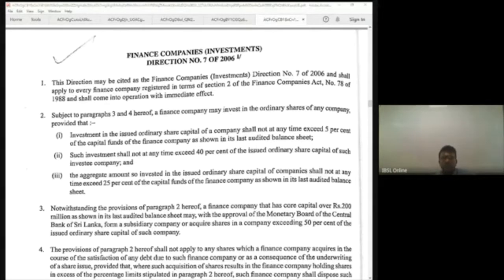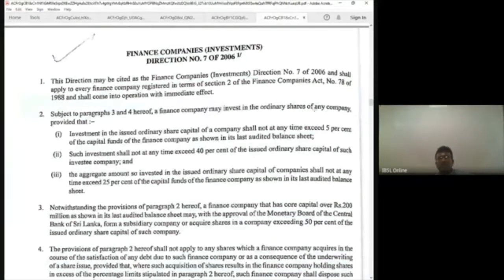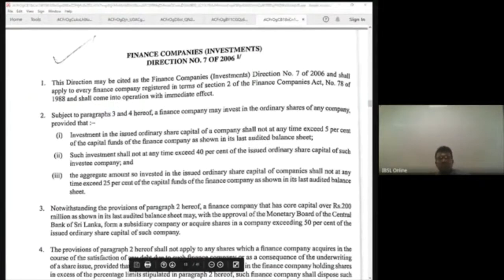My simple question is, can a finance company purchase shares of another company as an investment? Say yes or no. Can a finance company buy shares of another listed company as an investment? Read very carefully. A finance company can invest in ordinary shares of any company, subject to certain restrictions. What is the maximum limit out of the capital? That's there, but you can invest.